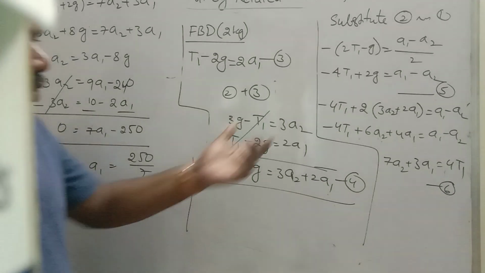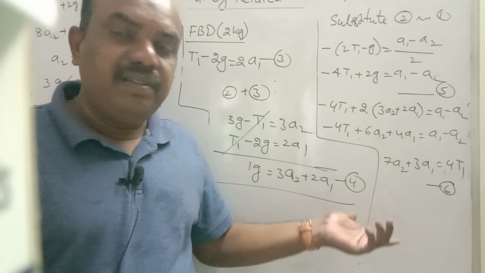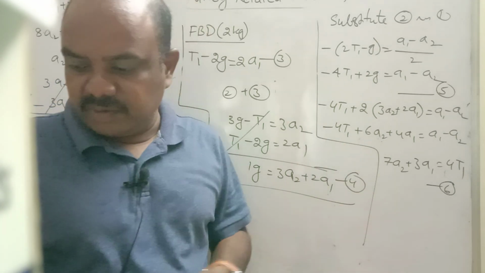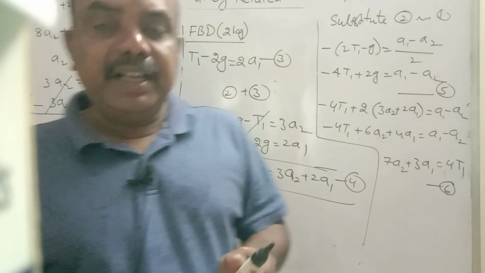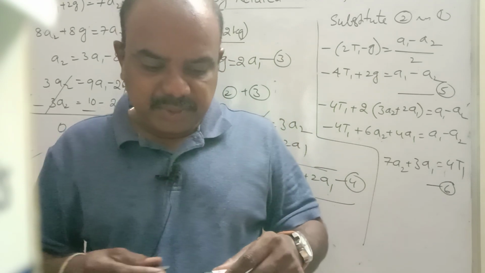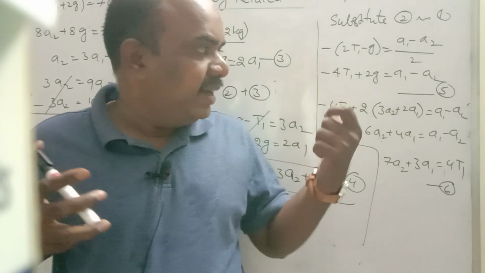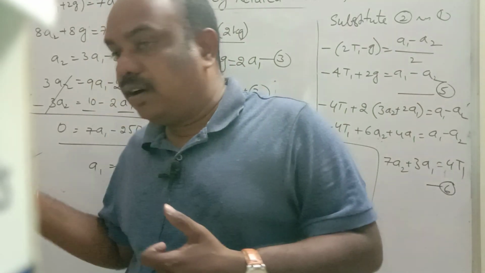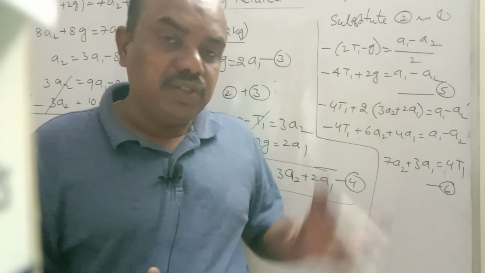See children, if you simplify all these equations, you will get the T1 value, T2 value and acceleration values. This is the way of finding movable pulley problems. Any doubt, you simplify it. I did not simplify, I only got the A1 value. The remaining values you simplify.